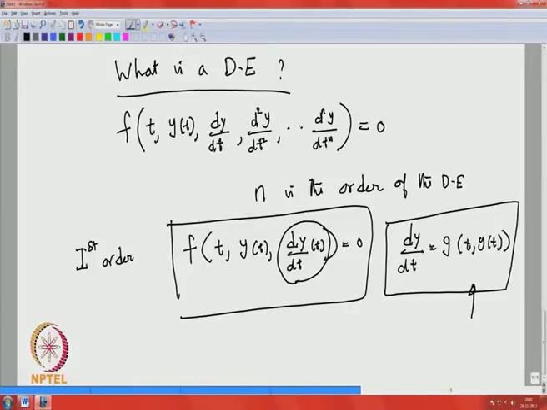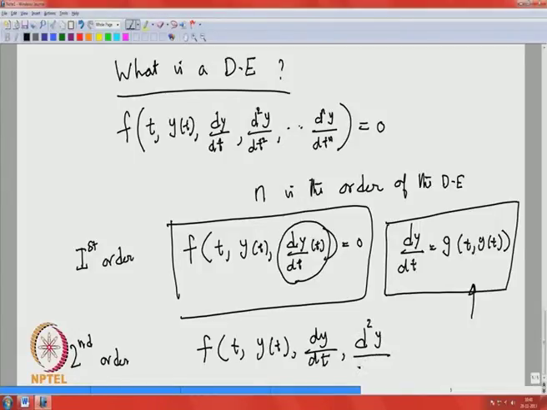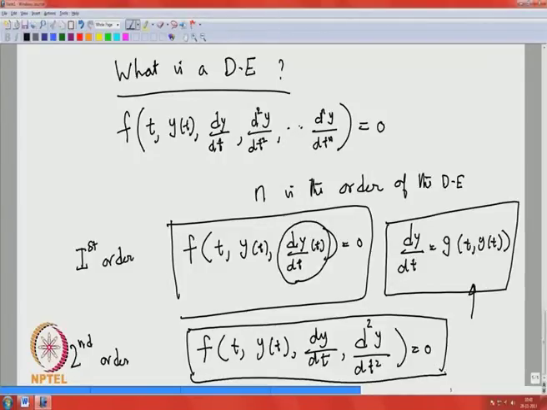And for a second order equation, we will not go further. For second order, you will have a differential equation connecting t, y of t, dy by dt, and also d square y by dt square equal to 0. So, this represents a second order equation, and in addition to that, there is a classification called linear differential equation and non-linear differential equation.